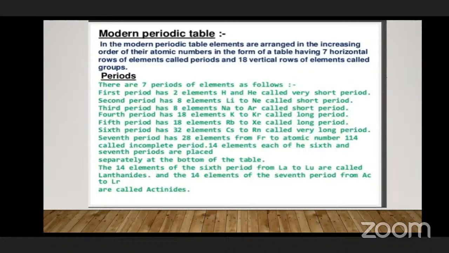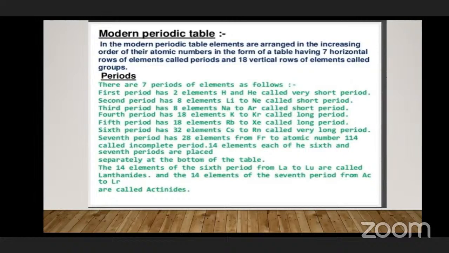Already I told, the 14 elements of the seventh period, from actinium to lawrencium, are generally called actinides itself. So majorly, students, observe which is the shortest period, which is the long period, and how many elements we have: 2, 8, 8, 18, 18, 32, and the incomplete period. How many elements, we can easily remember itself.